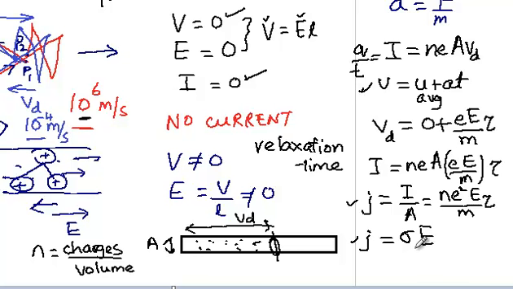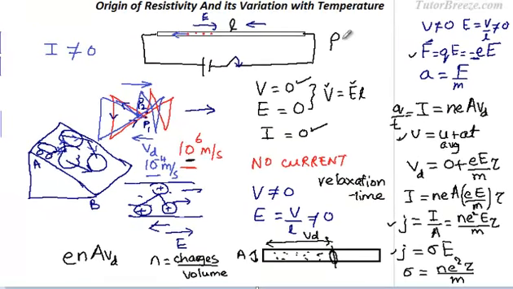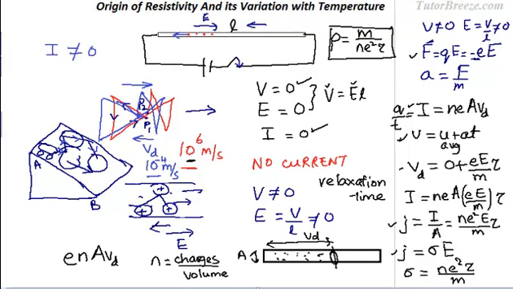So J is equal to sigma times E. So the conductivity sigma can be written as J over E. So this is ne squared tau over m, and finally you know that the resistivity is the reciprocal of conductivity. More the conductivity, less the resistivity, more the resistivity, less the conductivity. So the resistivity is m over ne squared tau, and this is the expression that we wanted to derive, this final expression.